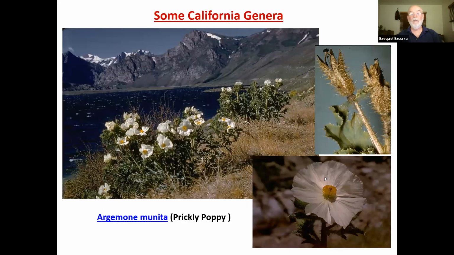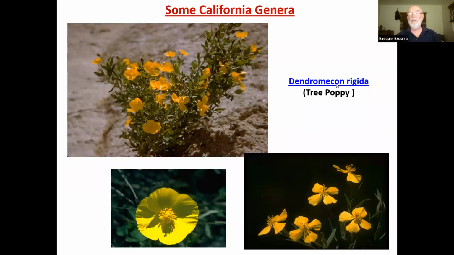Some California genera are Argemone munita, the prickly poppy. Unfortunately, we won't see it. It's very common in Swarthmore Canyon in our second field trip. Argemone is beautiful. It has 6 petals, as you can see here, with a crown of yellow stamens, and you can see the capsule. It's called prickly poppy because the plant itself and the capsules in particular are full of prickles or spines. Dendromecon rigida is very common in chaparral around Riverside. The tree poppy looks very much like a California poppy, but instead of being an annual, it's a perennial. It's a little shrub.